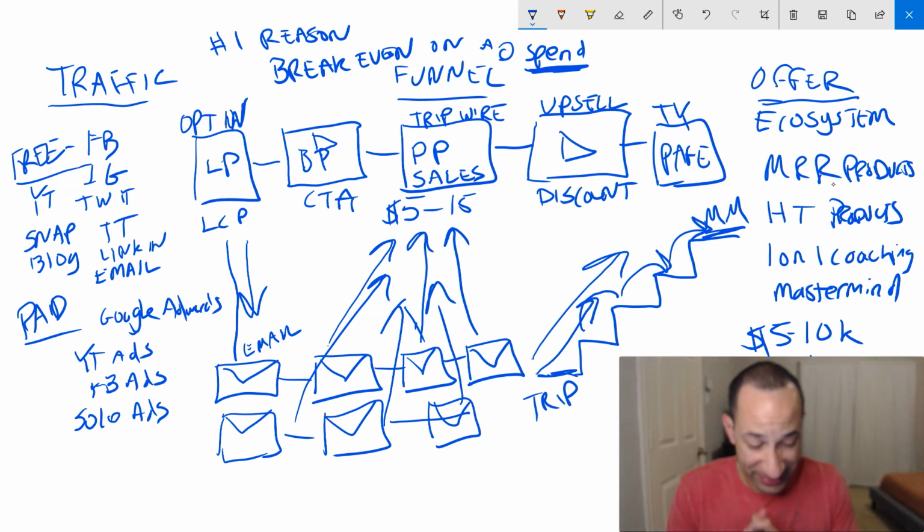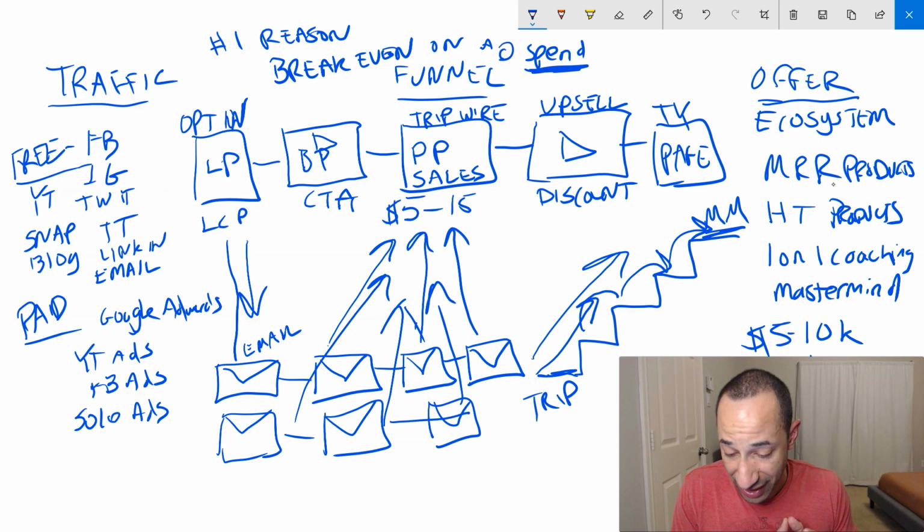So this is basically it. This is the sketched out version of a high converting, high ticket affiliate marketing campaign. You have your traffic funnel and your offer. Each one of those, you're going to decide how you want to set it up. You're going to have your opt-in page.